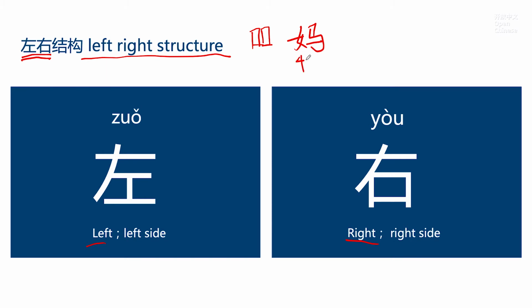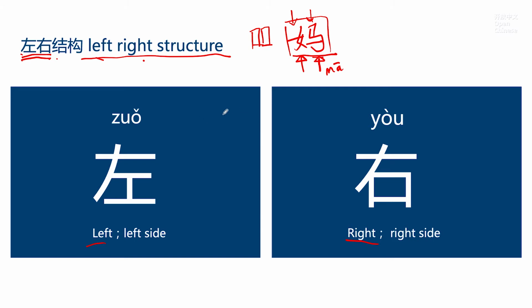We have the left part suggesting it's a female, a woman or daughter, and the right part, ma, gives the pronunciation ma to it, right? So in a left and right structure, the single character has two parts, the left part and the right part. They're called 左右结构, left and right structure.